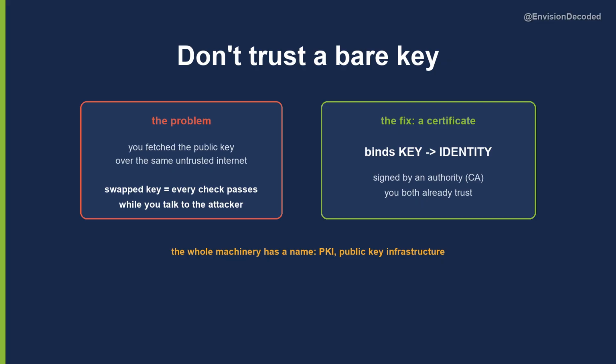A certificate is a small file that binds a public key to an identity. This key belongs to this website. And that binding is digitally signed by a third party both of you already trust. A certificate authority, or CA. Instead of trusting a bare key, you trust a vouched-for key. The whole system of authorities, certificates, and rules has a name: Public Key Infrastructure, PKI.